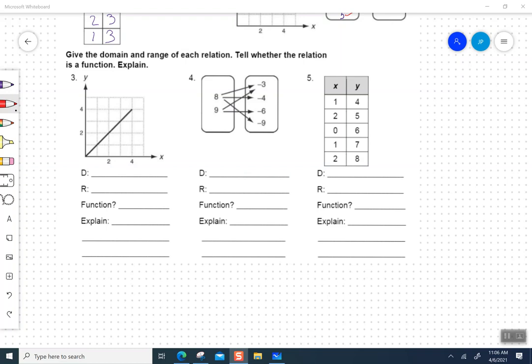Okay, for question number 3. Domain is the set. Let's write this out. Domain is the set of all x coordinates from a relation.